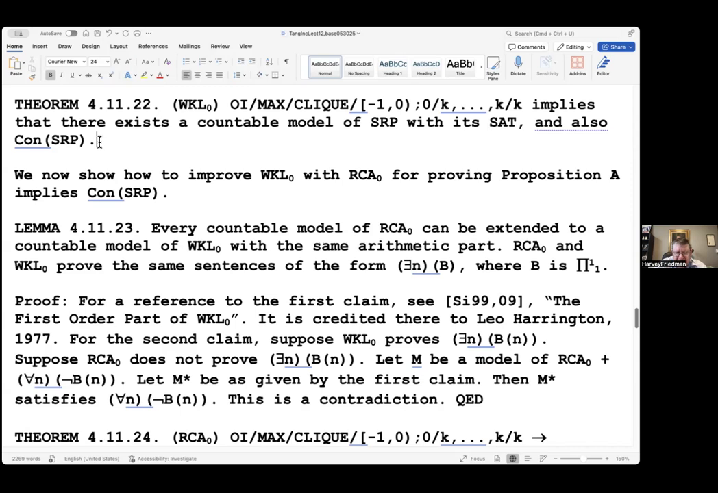For the second claim, suppose WKL naught proves there is an n B of n. We now want to prove that RCA naught does. Suppose RCA naught does not prove there is an n B of n. Let M be a model of RCA naught plus that's false for every n, not B of n. Remember, B is pi 1, 1. Let M star be given by the first claim, then M star satisfies for every n not B of n.